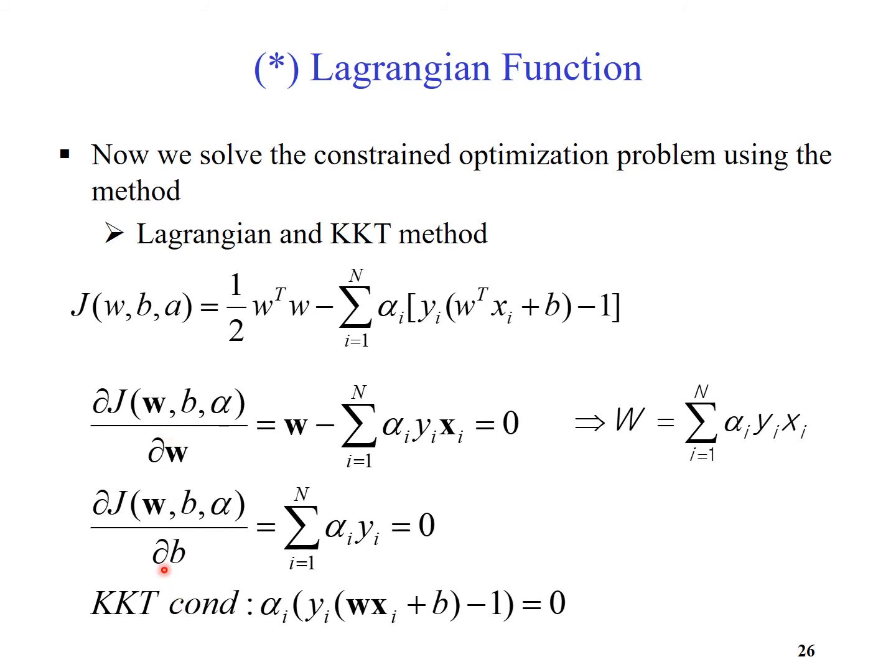These are the KKT conditions. We take the derivative of J with respect to W, and we have this. We take the derivative of J with respect to B, which gives this. And we have another KKT condition saying that either alpha or this term is 0. Anyway, by using KKT, we have this condition, this equation, and this equation. By using these, we're going to rewrite this formula, and that becomes the dual problem.